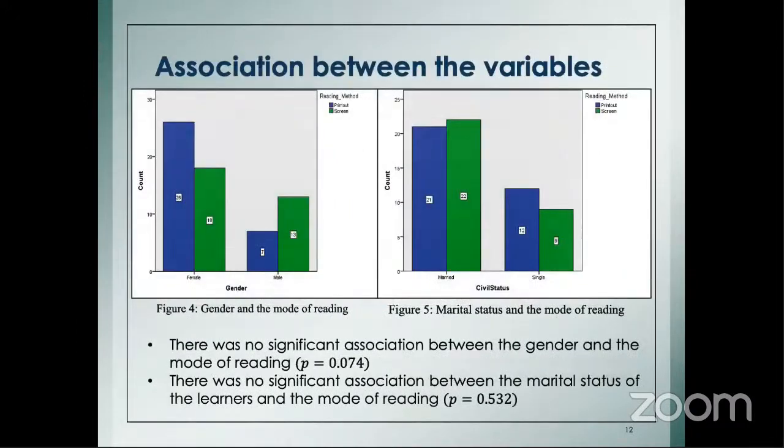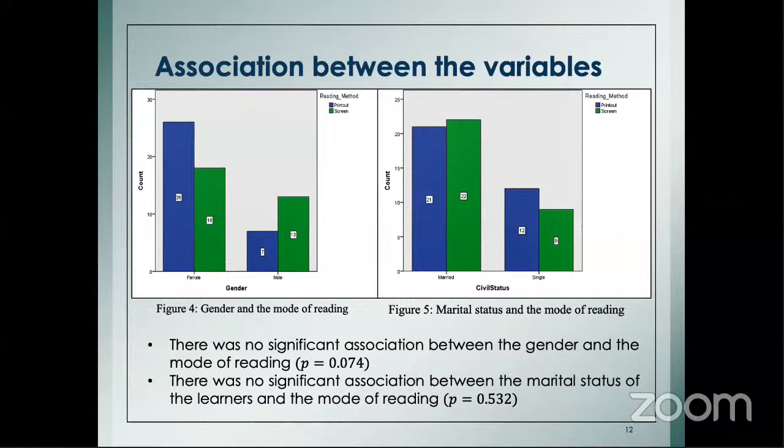Using the chi-square test, check whether there is an association between the variables. The cluster bar chart on the gender and the mode of reading is shown in figure 4. You can see the majority of the female students prefer to read printout course material, while most of the male students prefer to read e-course material. However, there was no significant association identified between the gender and the mode of reading. The p-value is 0.074.